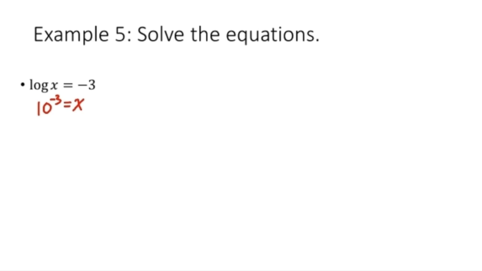In the exponential form, the x is already isolated. All I have to do is evaluate the 10 to the -3rd, and I get 1 over 1,000. So x equals 1 over 1,000. Next, we're going to evaluate the natural log of x plus 5 equals 15.